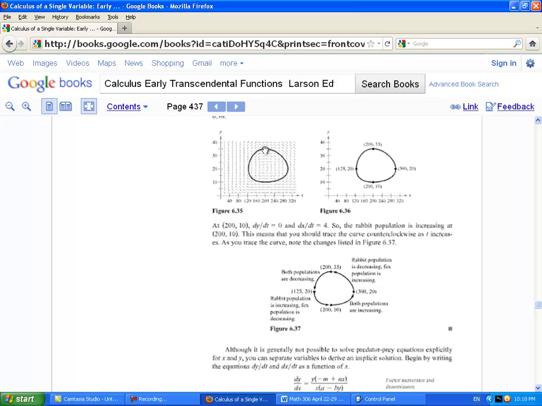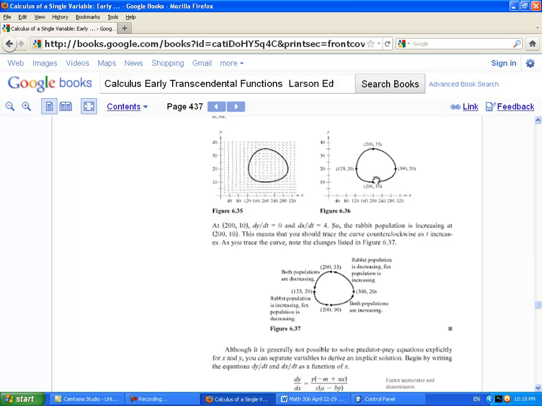Up to this point, the number of foxes is at its maximum, about 35. The number of rabbits is about 200. At this point, the fox population starts to decrease. The rabbit population also decreases. At this point, the rabbit population reaches its minimum, but from this point on, it starts increasing.